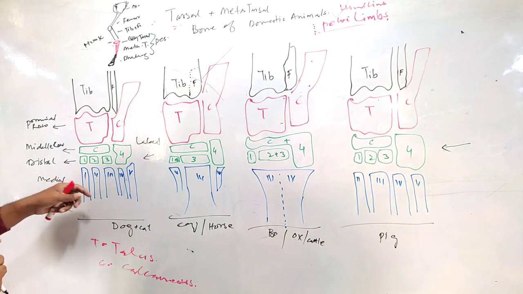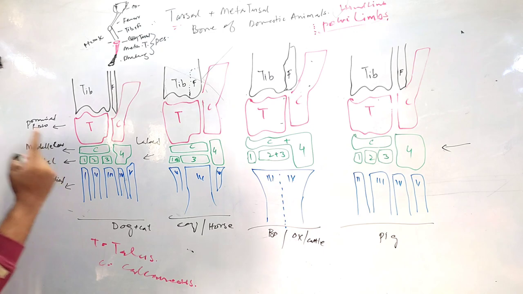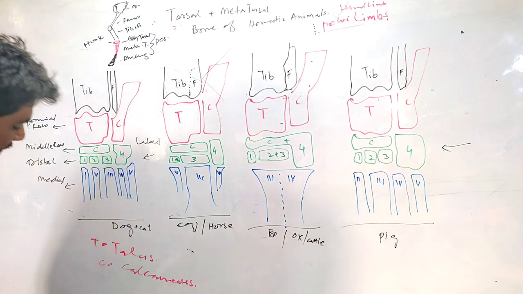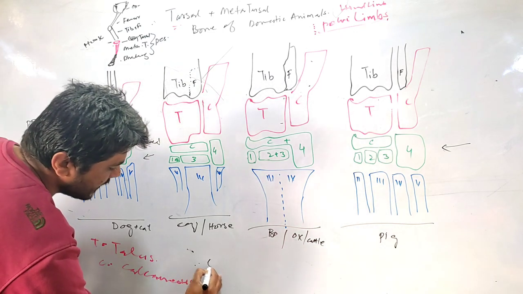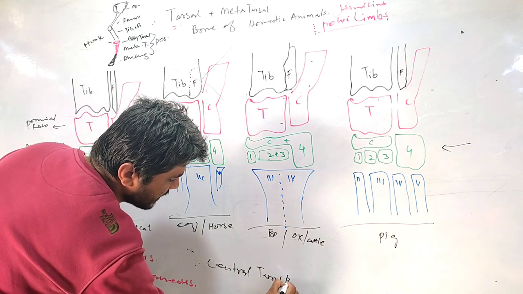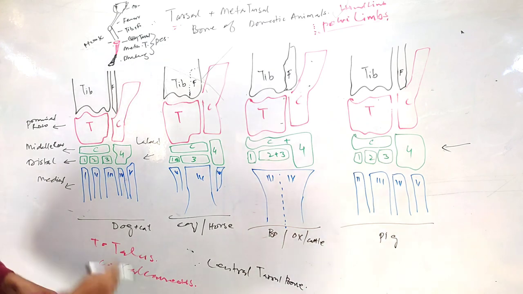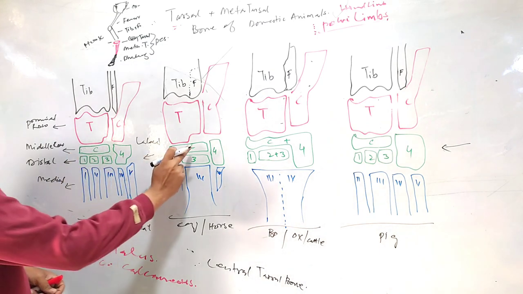Okay, jump into the middle row. The middle row has only one bone actually, which is called the central tarsal bone. This is denoted with C here, you can see.